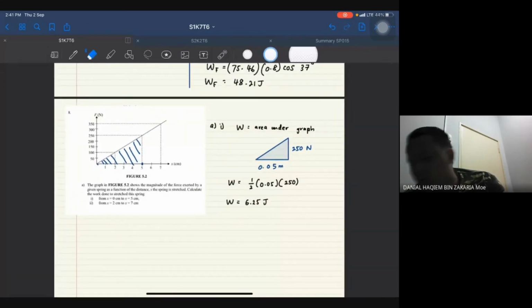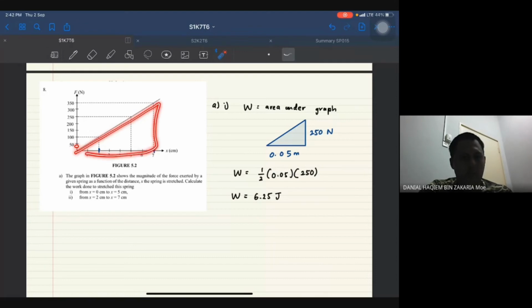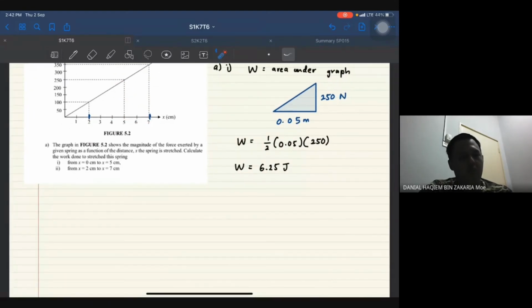Okay, for the next question, we want to find from X equals 2 to X equals 7, so from here to here. You have two methods. One, you can calculate the bigger triangle and then subtract the smaller one. Or you can straight away calculate the trapezium there. So I'm going to calculate the trapezium, which is this area. Again, for A2, work is basically the area under the graph.